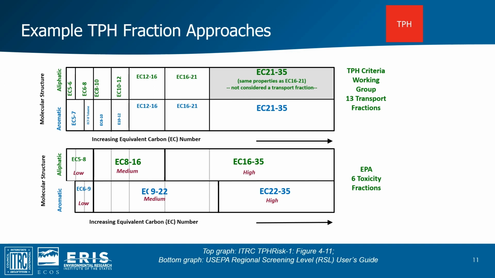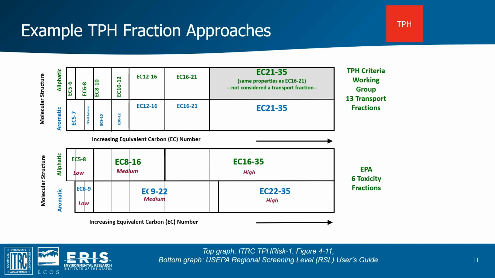Starting from the left, each successively larger carbon fraction has transport properties that are about an order of magnitude less volatile and less soluble. By mid-diagram, the fractions are about 4 orders of magnitude less volatile and less soluble than those on the far left.